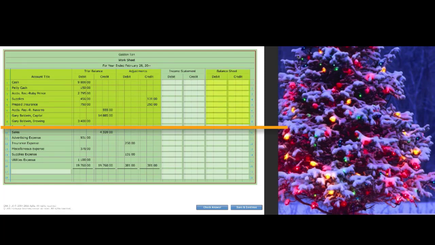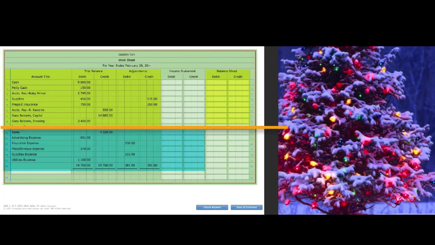Anything below the income summary imaginary line is either a revenue account, which in this case is just sales, or an expense account. And those will go into our income statement columns. So it's really simple. It's just finding your number and dragging it across the line until it goes into the proper column. So the first one we have is cash.